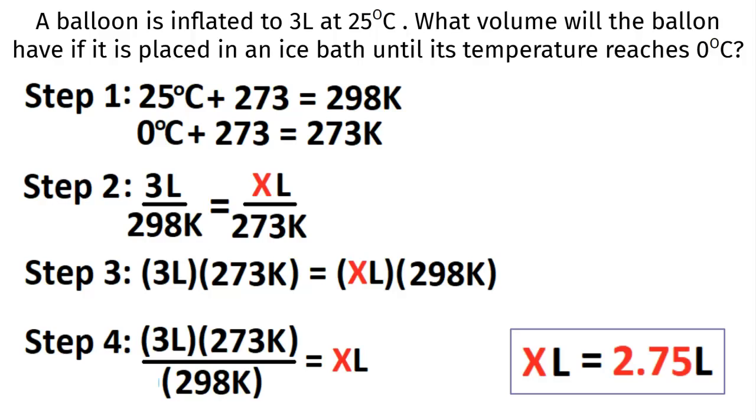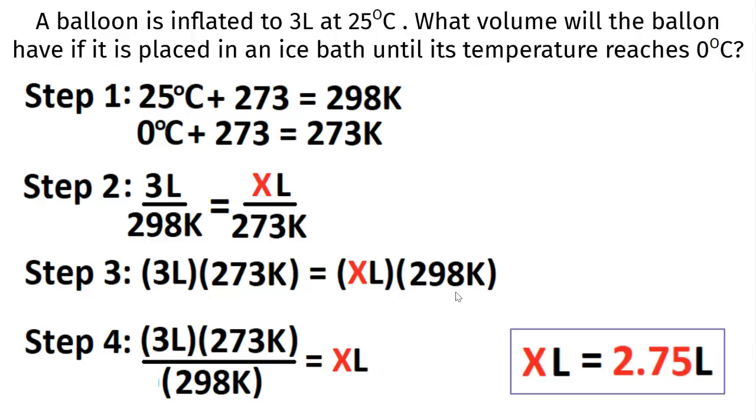Our V1 is 3 liters, our T1 is 298 Kelvin, equals V2, which we don't know, so let's put an X, over T2, which is 273 Kelvin. We solve for our X, and we do so by cross multiplying. So cross multiply means you multiply across the equal sign. So 3 liters times 273 gives us one side of the equal sign, equals X times 298. And we have the other side of our equal sign.